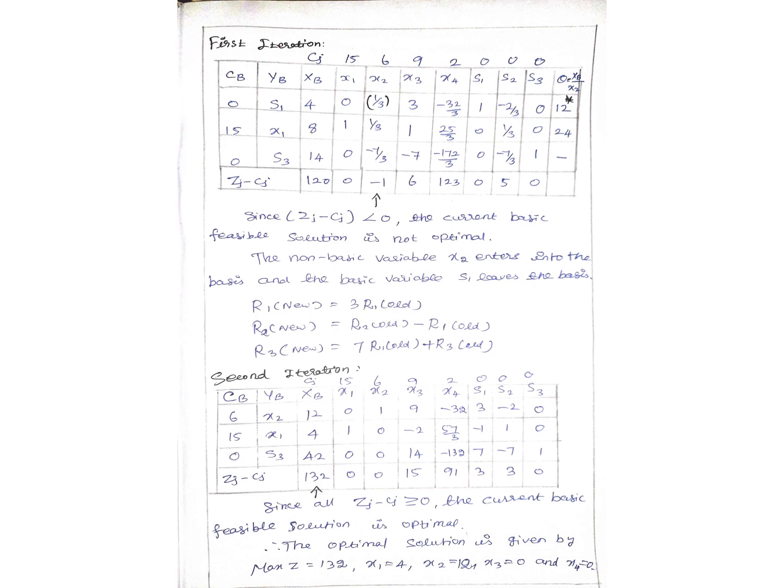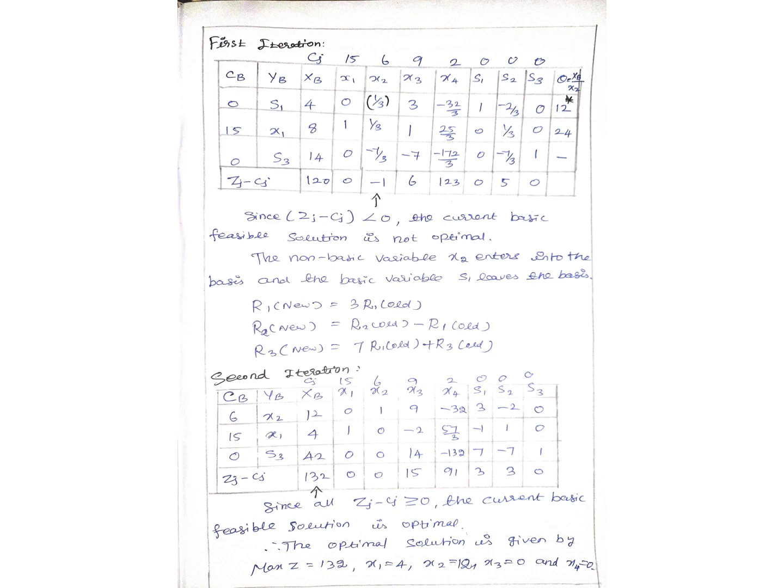And next one, 0 into minus 2 by 3 plus 15 into 1 by 3 plus 0 into minus 7 by 3 minus 0, which is equal to 5. And next one, 0 into 0 plus 15 into 0 plus 0 into 1 minus 0, which is equal to 0. So now we get Zj minus Cj values. Here minus 1 is the minimum value in Zj minus Cj.